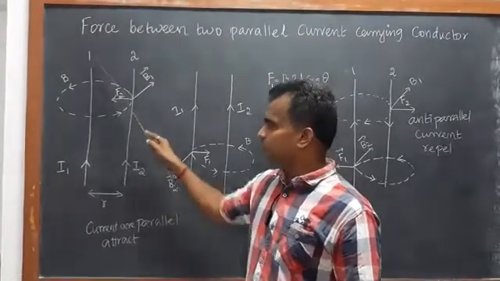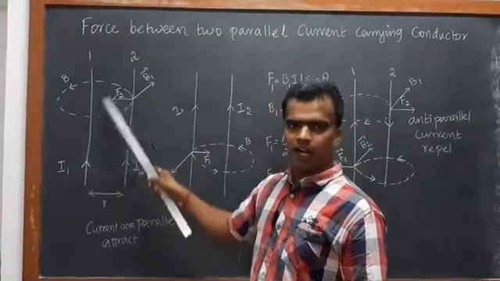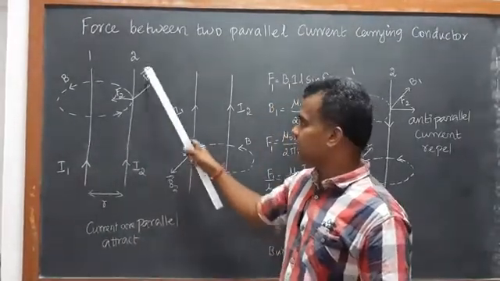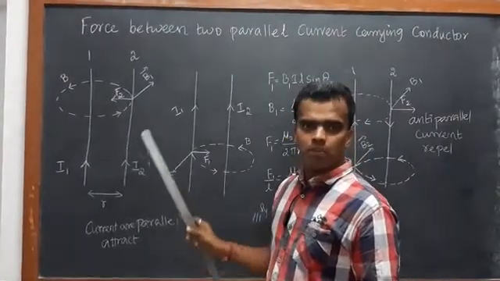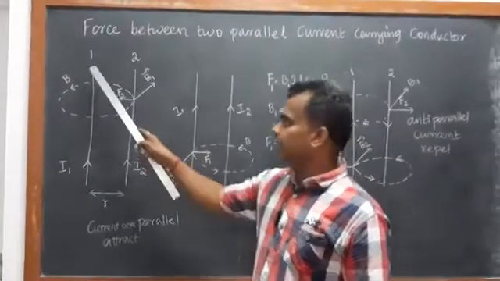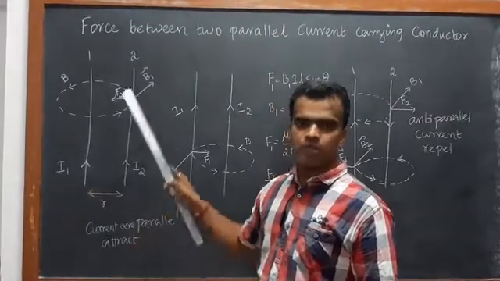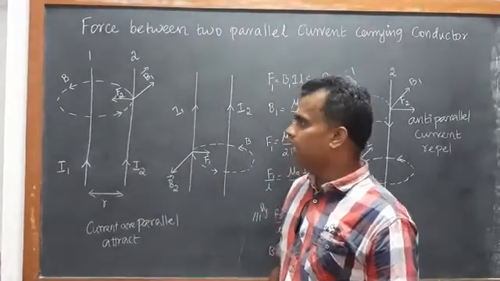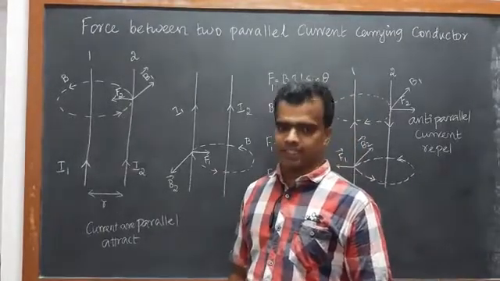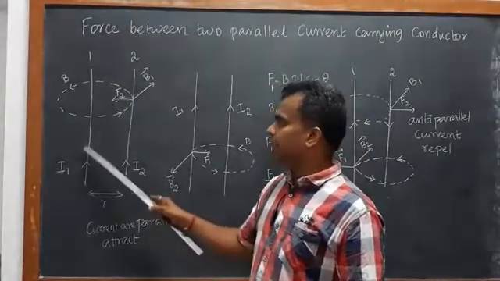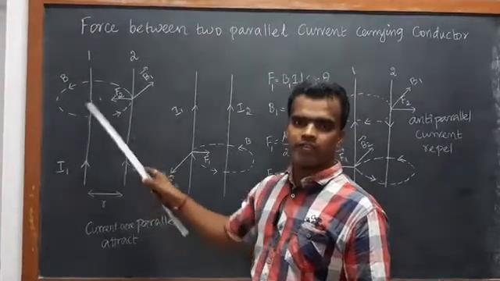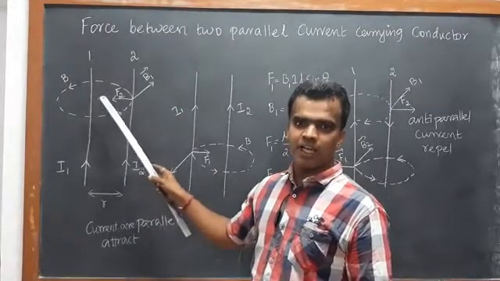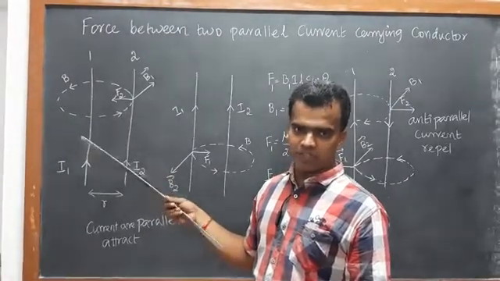Okay, in wire 1 the current is passing in the upward direction. And similarly in wire 2 the current is also passing in the upward direction. The current passing in the first wire is I1. In the second wire the current passing is I2, right? Now, what are we going to discuss here? Due to the current flowing in the first wire, what happened? It produces some magnetic field, right?